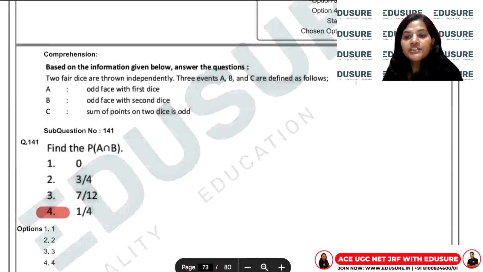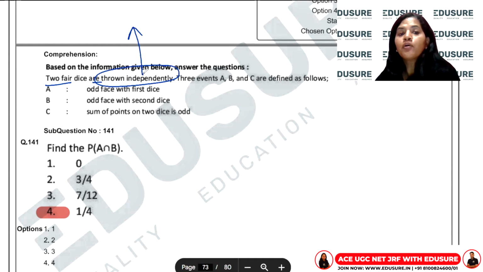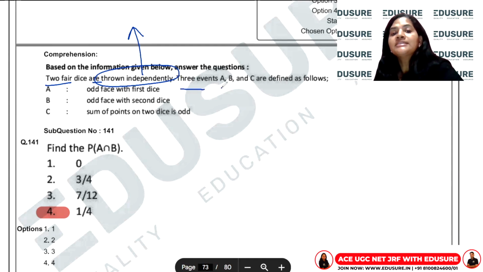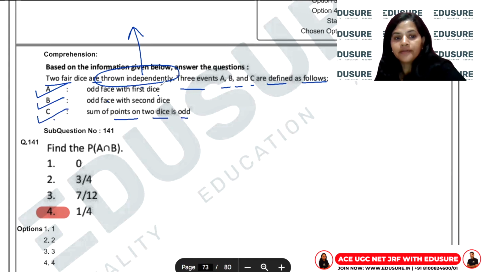Now we have the comprehension question on probability. So what is the experiment? 2 fair dice are thrown independently. Now this is very important. The outcome on the first dice does not affect the outcome on the second dice. Okay, 3 events A, B, C are as follows. Odd face with the first die is A, odd face with the second die is B, and C is the sum of the points on the 2 dice being odd.